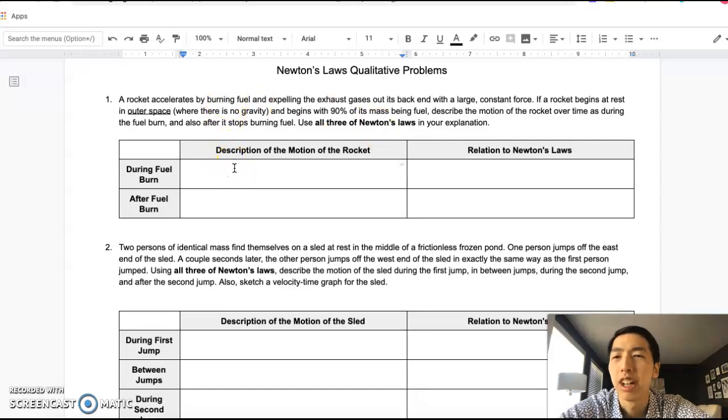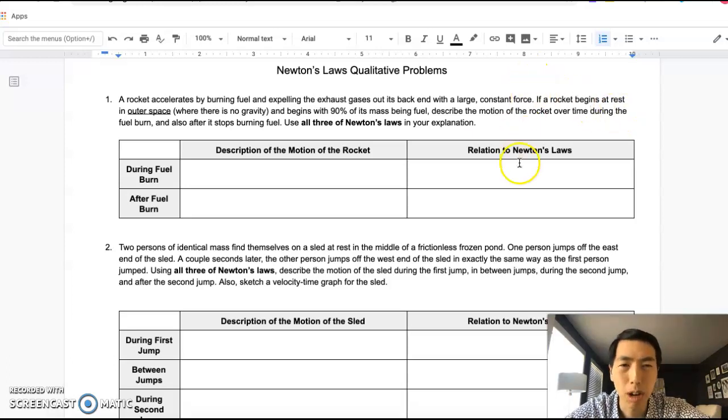Number one, a rocket accelerates by burning fuel and expelling the exhaust gases out its back end with a large constant force. If a rocket begins at rest in outer space, where there is no gravity, and I'll also say there's no air resistance in outer space either, and begins with 90% of its mass being fuel, describe the motion of the rocket over time during the fuel burn, and also after it stops burning fuel. Use all three of Newton's laws in your explanation.